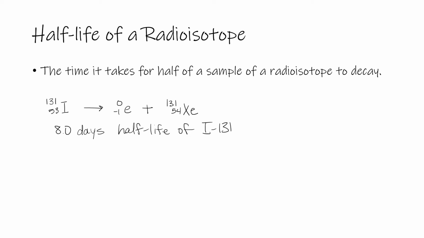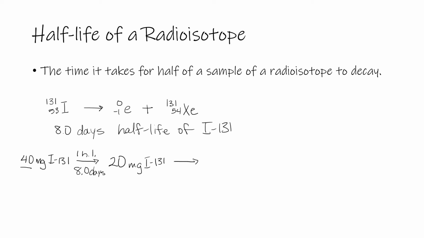It means that after 8 days, half of a sample of iodine 131 has undergone decay and is no longer iodine 131. It's now xenon 131. So let's just say we had 40 milligrams of iodine 131. And after one half-life, which is 8 days, only half of our 40 milligram sample would remain. And so you would have now 20 milligrams of iodine 131. The rest of it would have decayed into xenon 131.